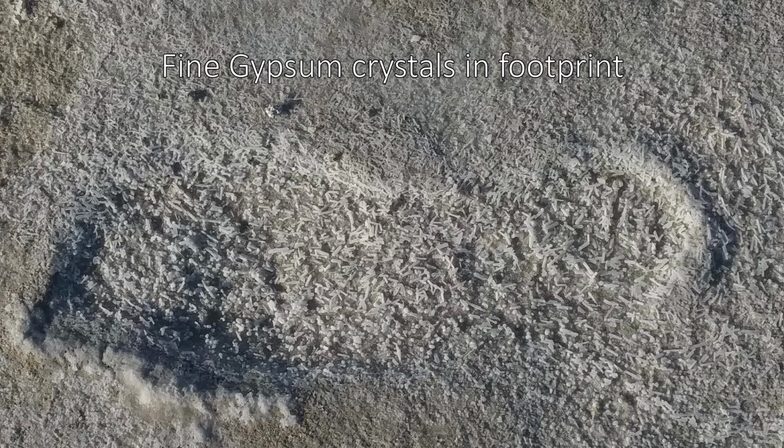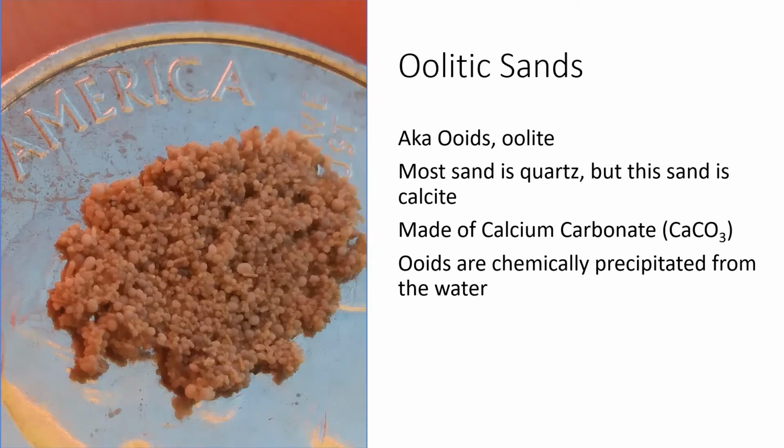We see several small gypsum crystals in this footprint. And so the footprint formed the depression in which the hypersaline waters could become saturated enough that it could start to form gypsum crystals. If we take a closer look at the beach sand itself, you may have to dig down below just a thin mineral crust to get at it.